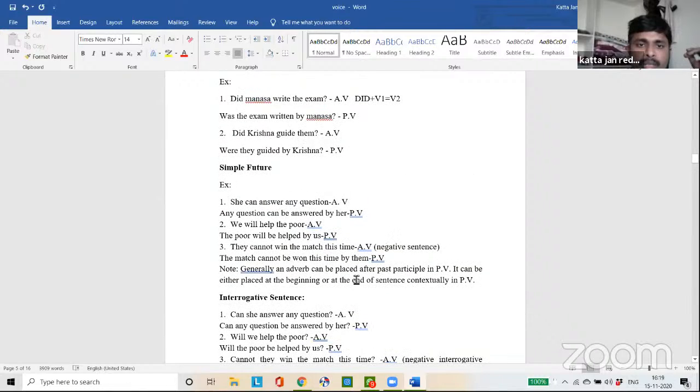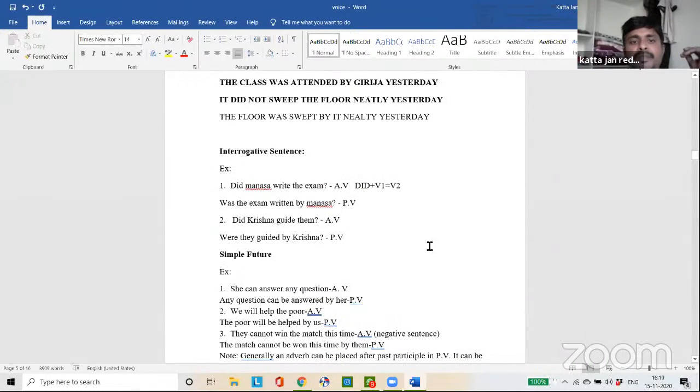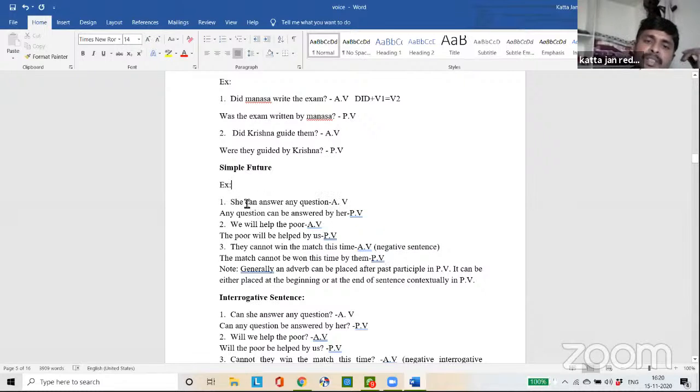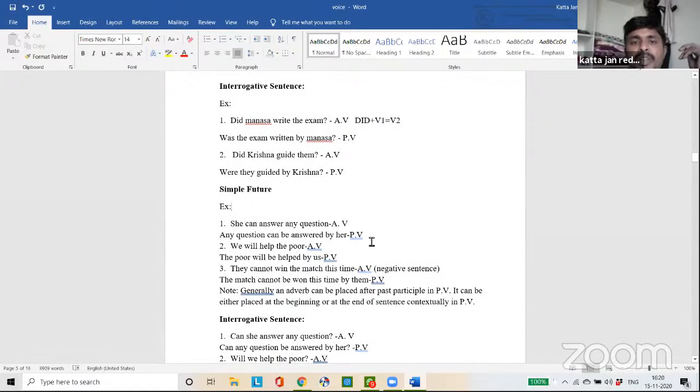Okay, where are we now? Simple future, right? Yeah, simple future. How is it changed? The same 6 steps and the same be forms table. When you remember them, then it is easy to answer.